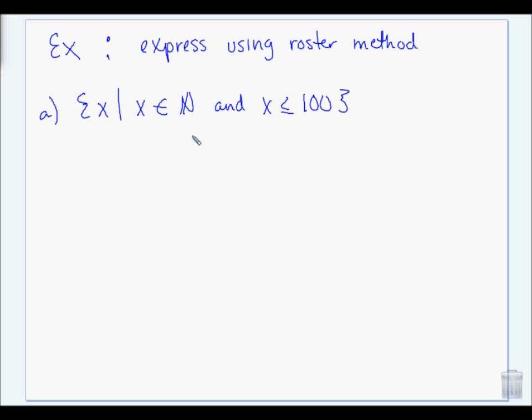So we have x is a natural number and x is less than 100. Well, natural numbers start at 1 and go up from there. And do you think I should list all 100? Really? No. There you go.